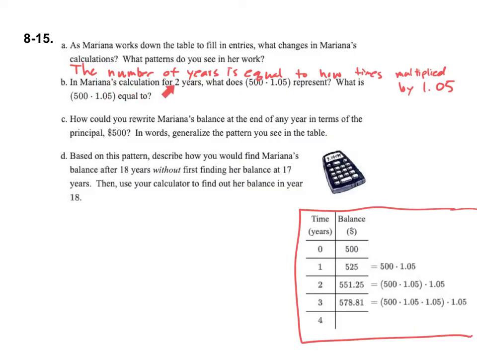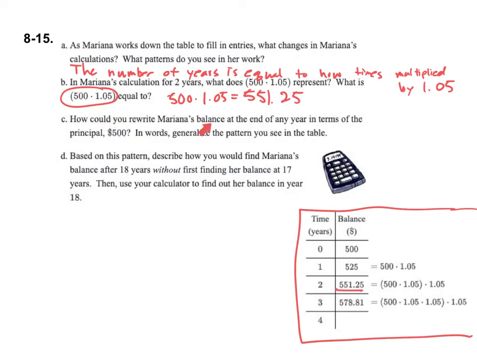So in Mariana's calculation for 2 years, what does 500 times 1.05 represent? What is 500 times 1.05 equal to? Well, let's find that out here. It looks like we've got it in the table. It's just this number right here. So 500 times 1.05 is equal to $551.25. So really this in parentheses here is equal to the number that she's finding in each of these balances. So she's basically taking the previous balance and multiplying it by 1.05.